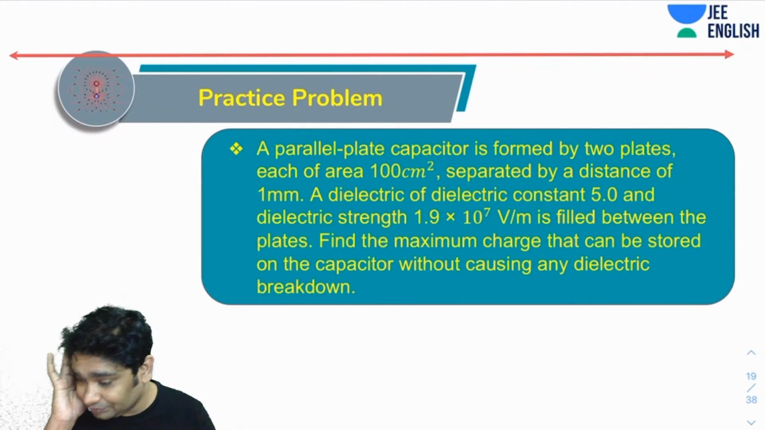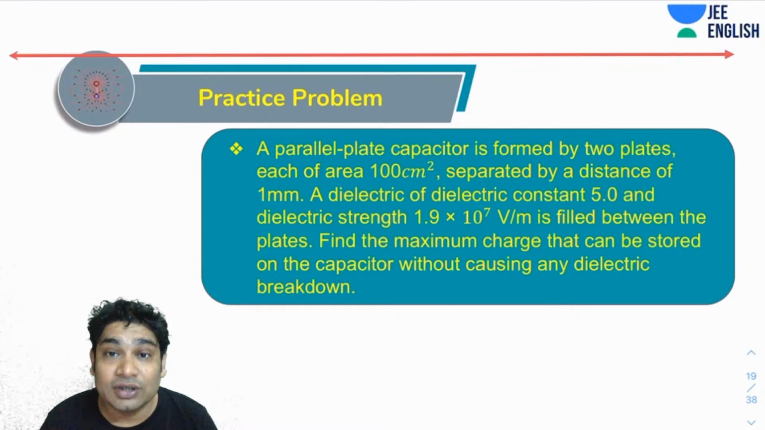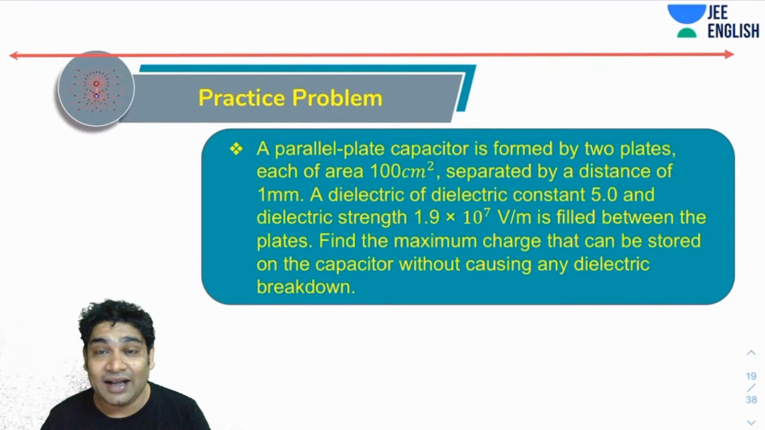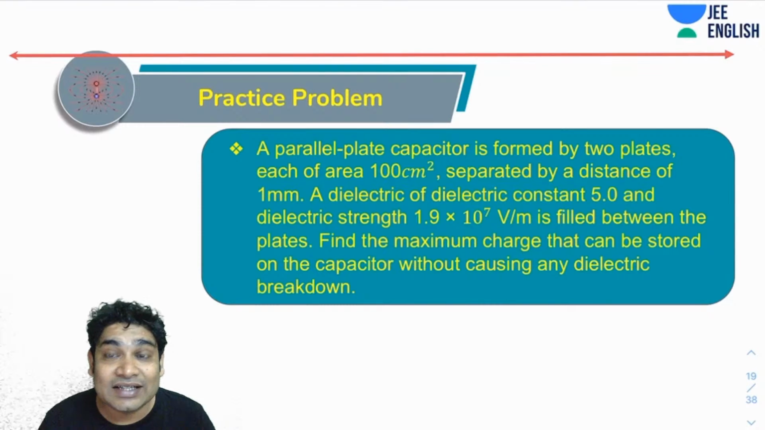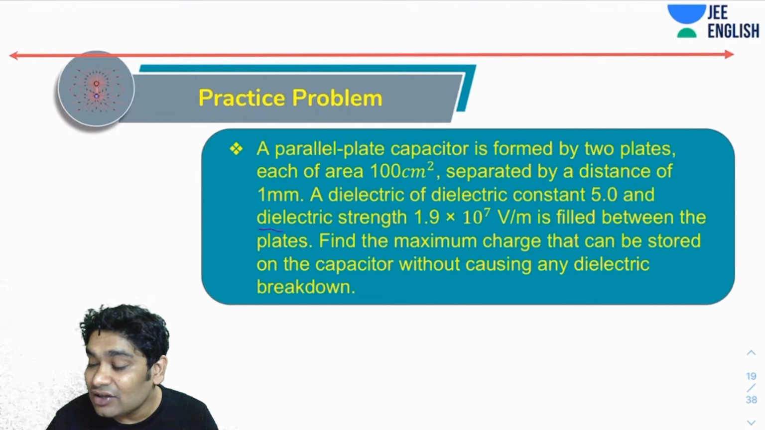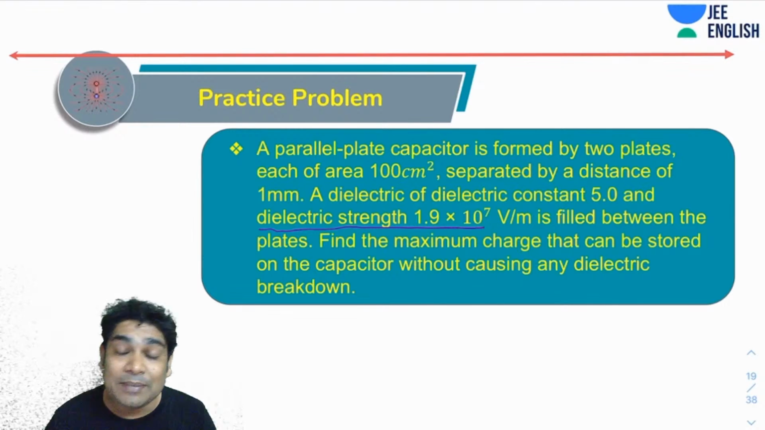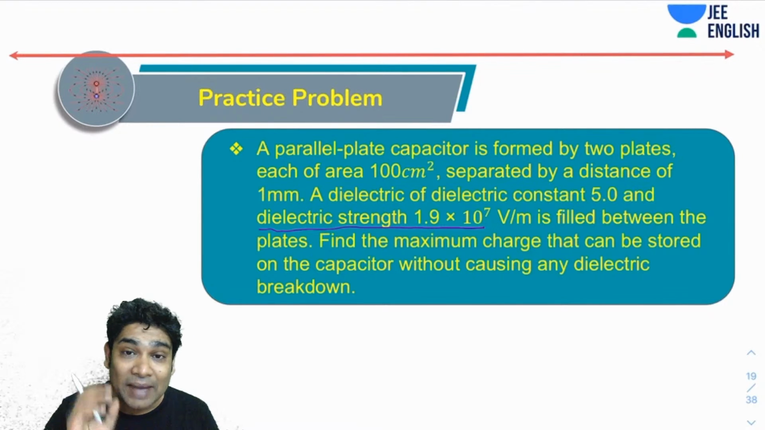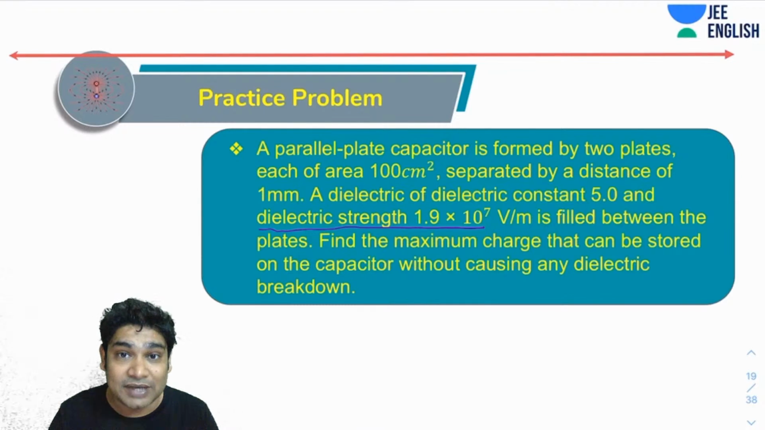So here is a question on that. A parallel plate capacitor is formed by two plates, each of area 100 centimeters square. They are separated by a distance of 1 millimeter, with a dielectric constant 5 and dielectric strength. So this is the dielectric strength. What dielectric strength means is this is the maximum electric field to which you can subject it without causing the dielectric breakdown.